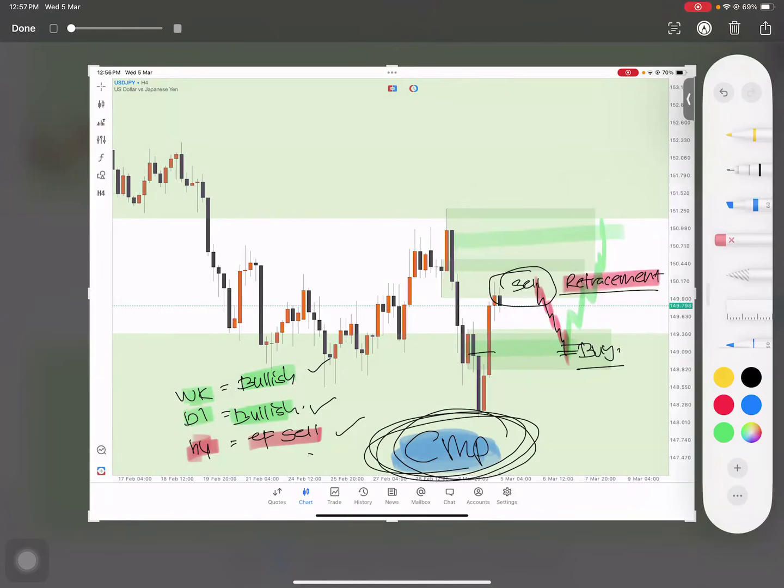The last thing: follow whatever price gives you. This is what we call current market price. Whatever CMP gives you at that time, you have to take. It doesn't mean that, okay, weekly gives bullish, daily gives bullish, but H4 gives EF sell, so I don't want to sell, I still want to buy because the higher time frame says buy. No, it's wrong. You have to take whatever price gives you.